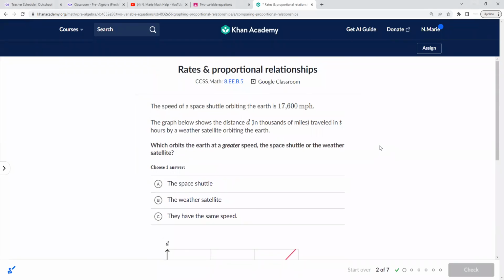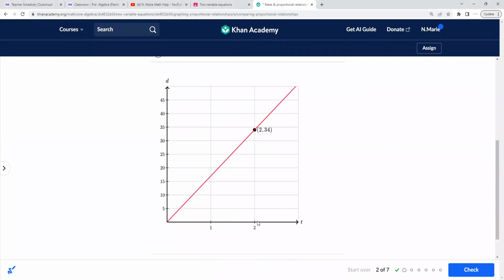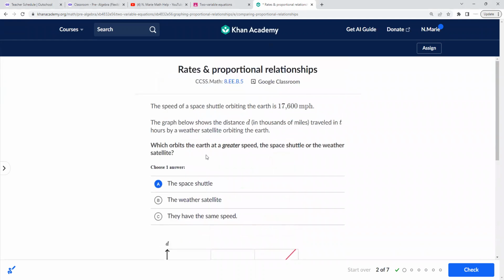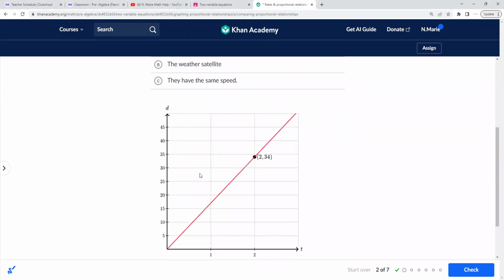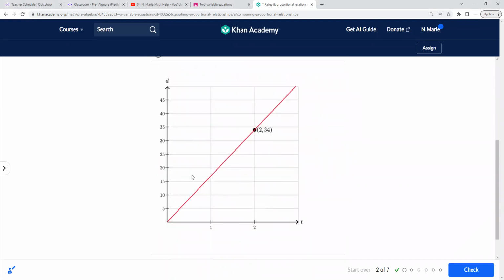The speed of a space shuttle orbiting the Earth is 17,600 miles per hour. The graph below shows the distance in thousands of miles traveled in T hours by a weather satellite orbiting the Earth, which orbits at a greater speed. Probably the space shuttle. That sounds a bit faster. Let's see. This is 1 hour, yeah, that's going to be slower. But this is in the thousands of miles. So maybe it might be about the same. It's hard to say where that's at. I want to say it might have the same speed.